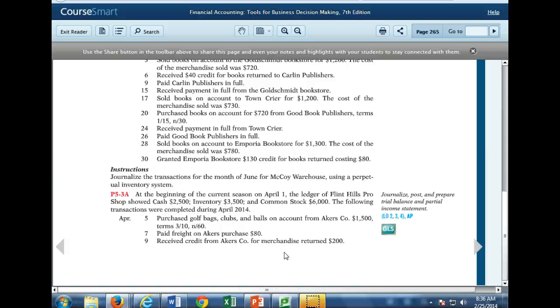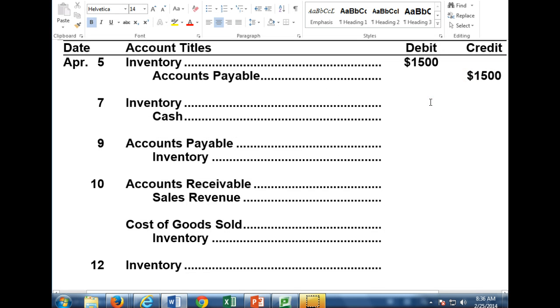Paid freight on Acres purchase of $80. What are we going to do there? Kendall, do we add this to our inventory? Or is it a cost of sales? Cost of sales. When we have to pay freight on inventory we purchase, it's going to get added to our inventory. If we pay freight because we're selling product to someone, then it's going to be a sales cost, a sales expense.